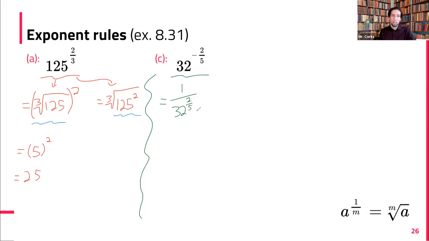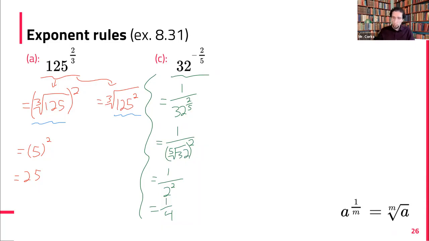Okay, and then we have kind of the same thing. We could do the 5th root first and then the square second, or we could do the square first and the 5th root second. Which one sounds easier? 5th root first sounds easier. So 5th root of 32, and then that whole thing squared. 5th root of 32, we probably know that's just 2, squared, so 1/4. So again, whichever way makes it easier for you to think about or to solve.